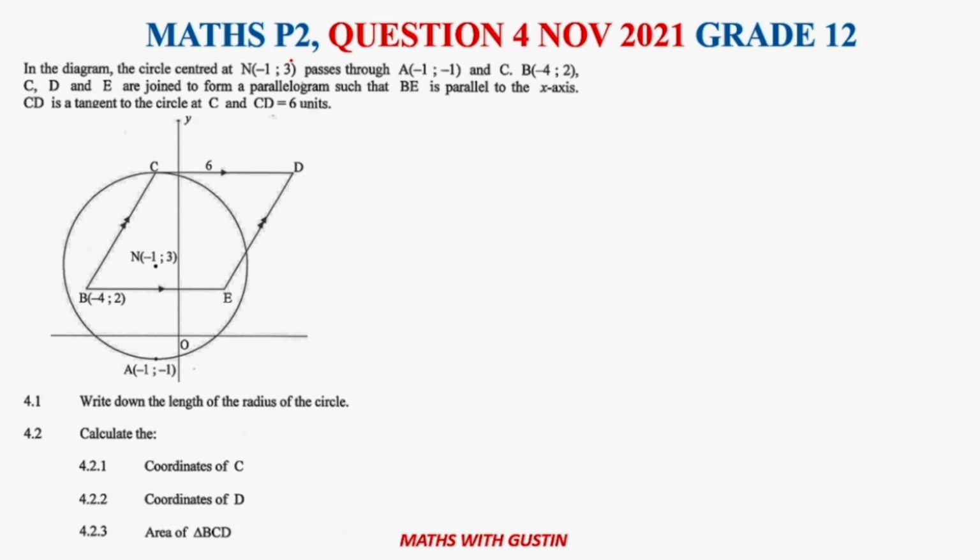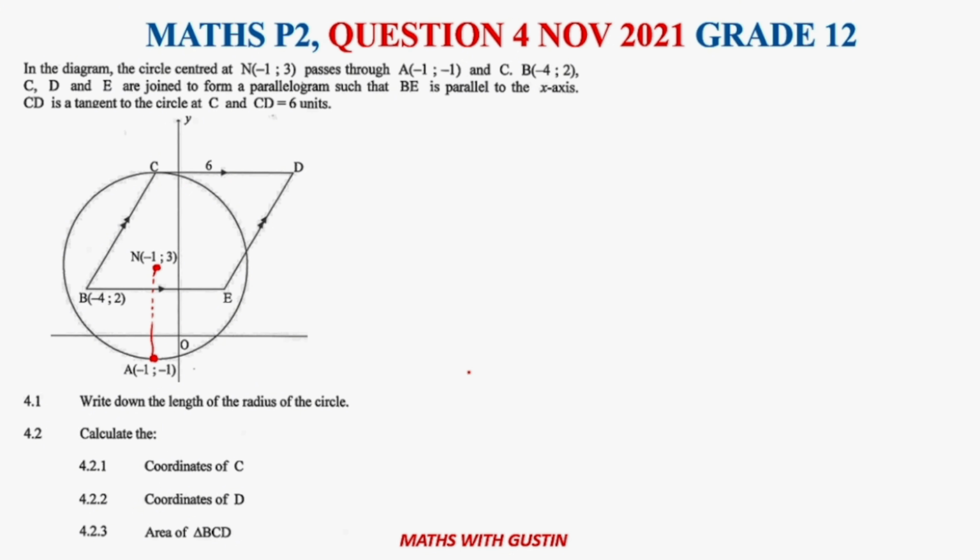It says here in the diagram, the circle is centered at N, which is (-1; -3). So here's our center here. It passes through A, which is (-1; ...). There's a point that it is passing through, which makes this a radius, rather.